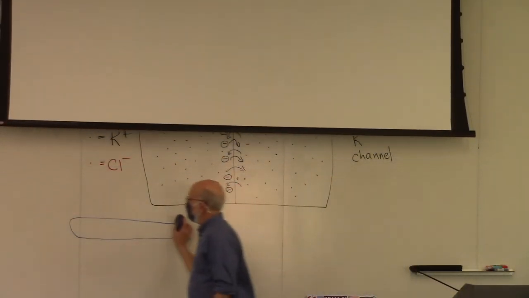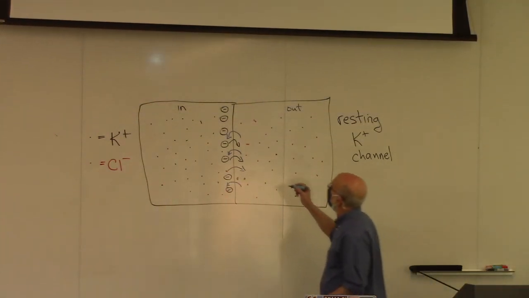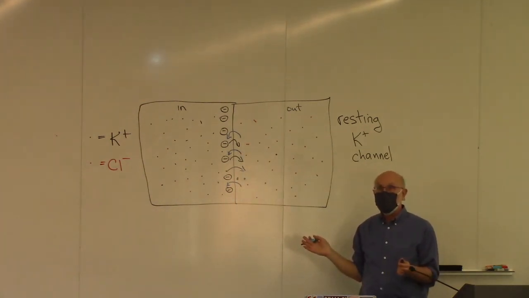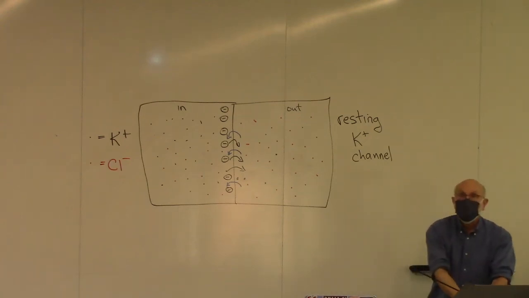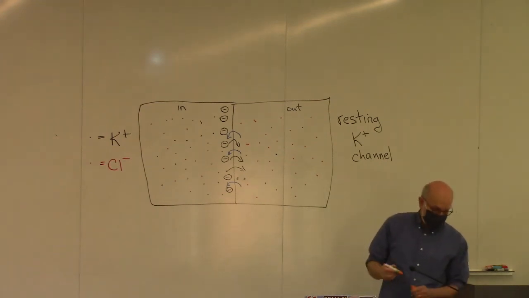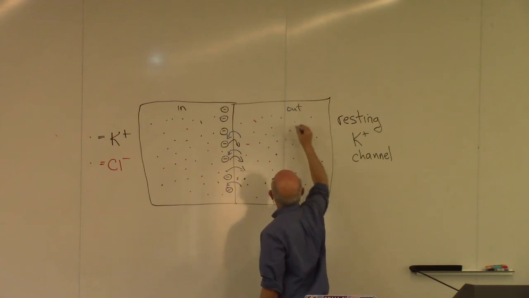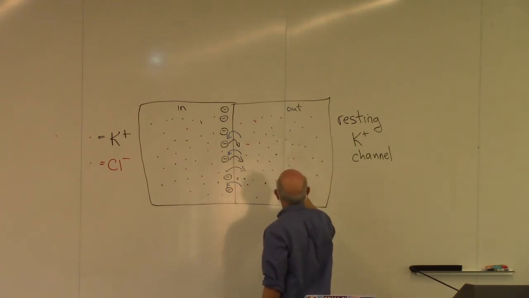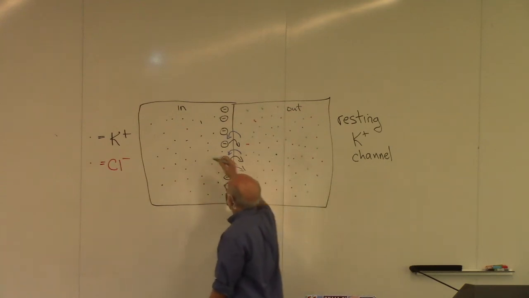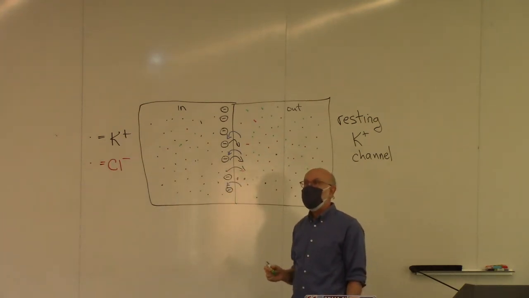Go back to this picture. So this is equilibrium for potassium. Now let's add sodium. Okay, so orange. No, let's make green. Green is sodium. High concentration on the outside, low concentration on the inside because of the sodium-potassium ATPase.